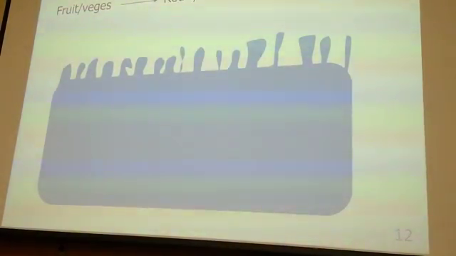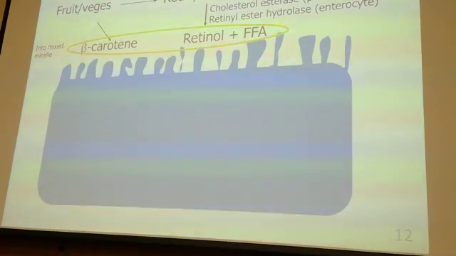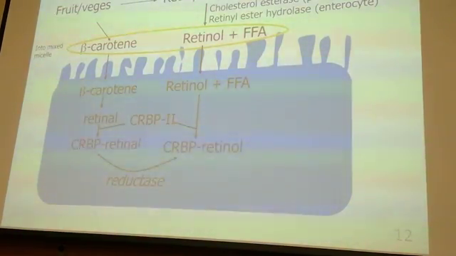Okay, so just summing this up, we have a few different forms of retinol coming in our diet. We have retinol esters, mainly coming from animal foods. And then we have beta carotene coming from fruits and vegetables. The retinol esters have to be metabolized, so the fatty acid is removed. So we have retinol plus a free fatty acid. These are trafficked into the cell. The beta carotene can be cleaved to form retinal.